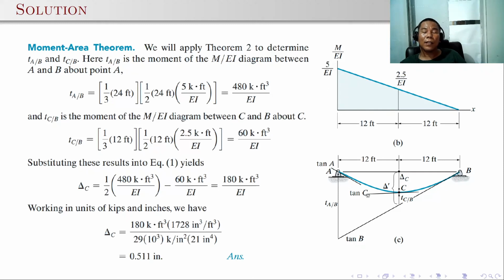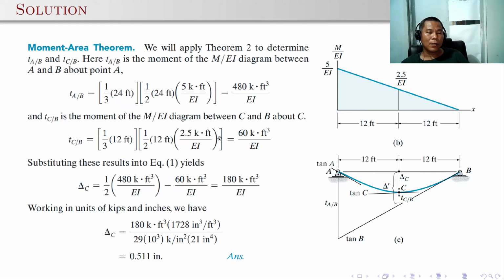And if you take the tangential deviation of C with respect to a tangent drawn at B, then we need only to consider this smaller triangle with the height of, since this is at the middle, 5 over 2, that's 2.5 over EI. And the moment should be taken from point C. So the centroid of this triangle is 1/3 of 12. So 1/3 of 12 times 1/2 times 2.5 over EI times 12. So the result is this one, 60 kN·m³ over EI.